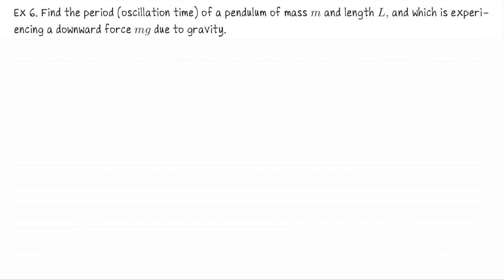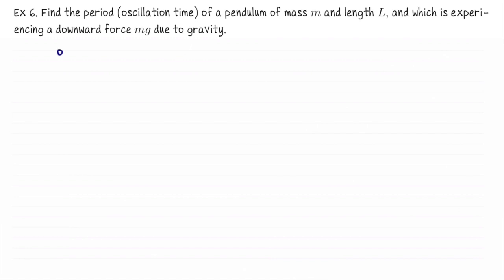Okay, we'll finish with this example. We want to find the period, or the oscillation time, the time it takes the pendulum to swing one way and back, of a pendulum of mass m and length L, and which is existing on Earth, so there's a downward force g due to gravity.